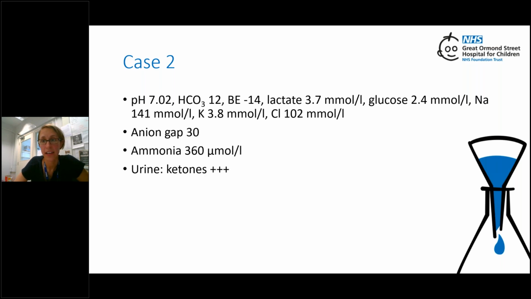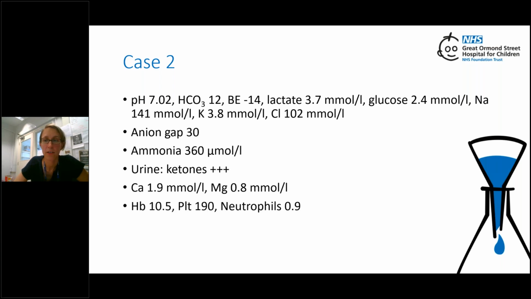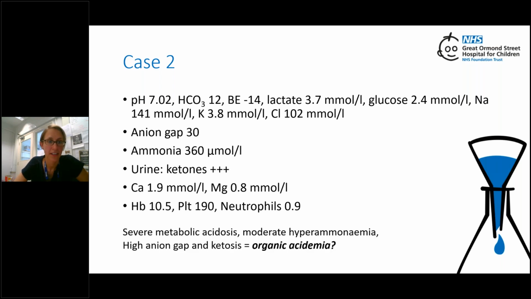And in the urine, he had 3 plus of ketones. His calcium was a little bit on the low side at 1.9. And on a full blood count, he had neutropenia. So to summarize this, he had a severe metabolic acidosis, moderate hyperammonaemia, a high anion gap and ketosis, which are really the typical findings for organic acidemia.